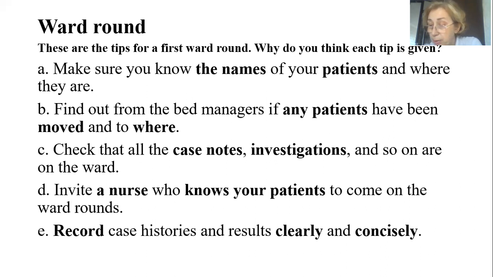And now the next person is Yasmin. Will you comment on sentence E? Record case histories and results clearly and concisely, to know why this patient has this disease, what has caused this disease. So this is about recording, writing some information in a form in the case history. Why should it be written clearly and concisely? Whom can it help?